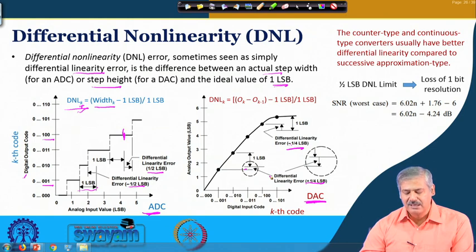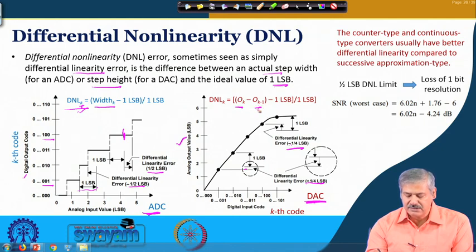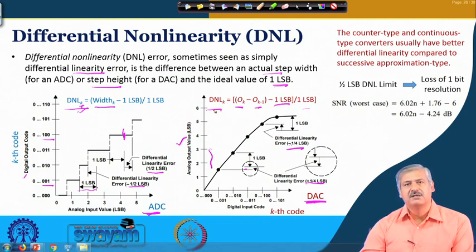In this case, the analog output you can see, minus the previous value, gives you the step height. That is the analog voltage for the kth code minus the analog voltage for the k minus 1 code, then minus 1 LSB, the ideal value, divided by 1 LSB. That is your kth DNL for the DAC. Is it all right?